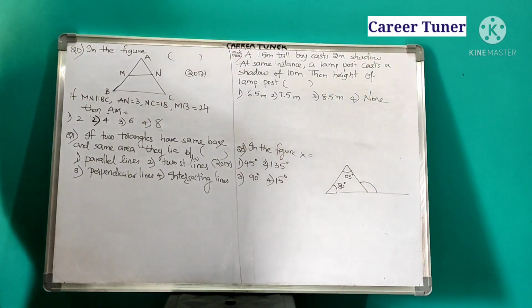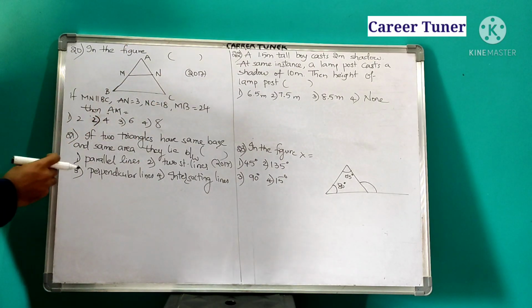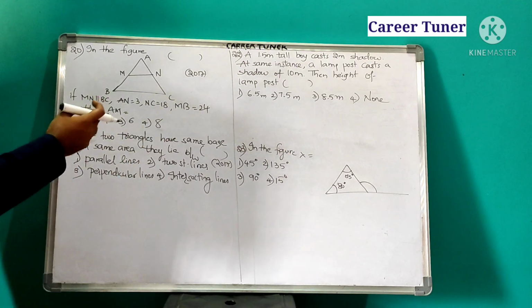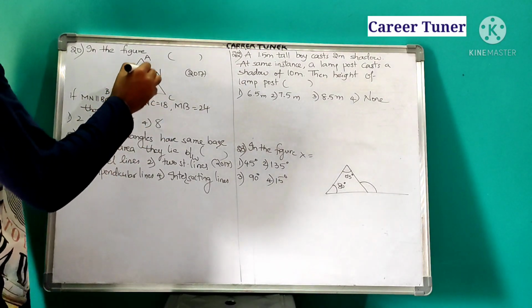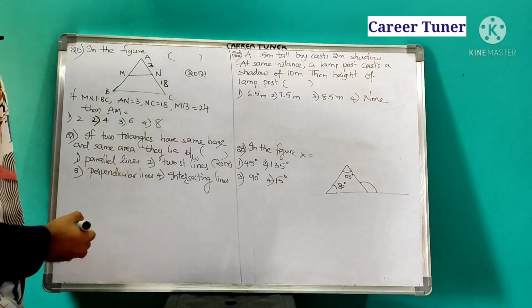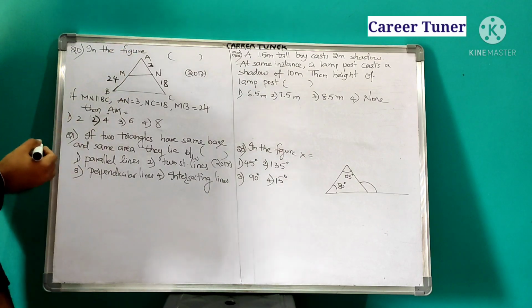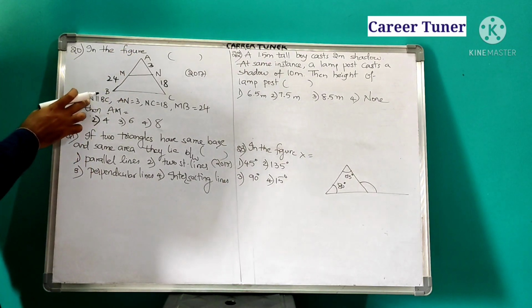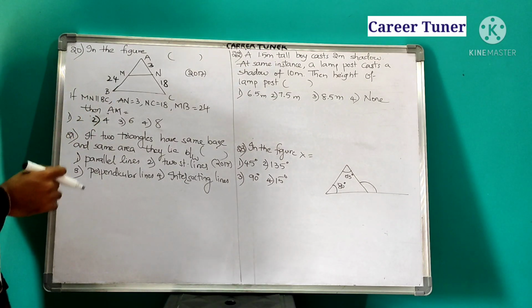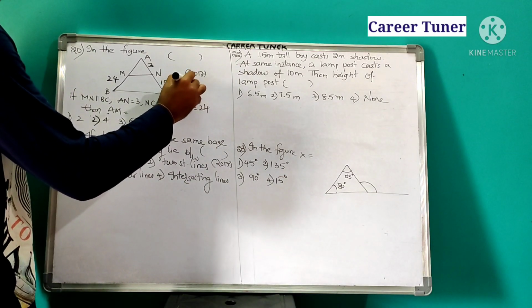Next question, in the figure triangle ABC is given and MN is parallel to BC. So, AN is equal to 3, NC is equal to 18, MB is equal to 24, then AM is equal to how much? Now, AN is equal to how much? 3, and NC is equal to 18, and next MB is equal to how much? 24, then AM is equal to how much? We don't know. But what do we know? MN is parallel to BC. Since MN is parallel to BC, so what is the condition? It will definitely follow the basic proportionality theorem. So, what does it state?